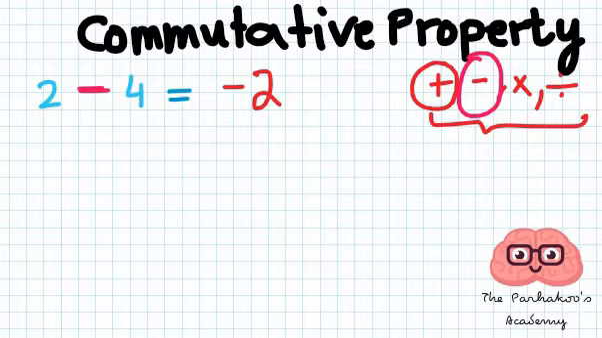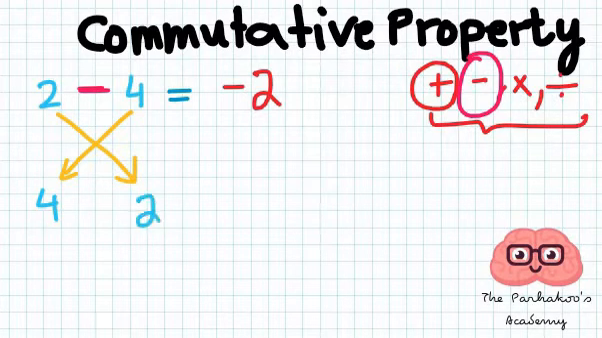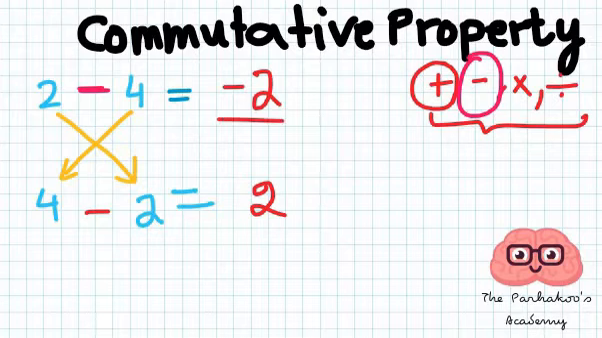Now let's swap the positions. We have 4 instead of 2 and 2 instead of 4 and a minus sign in between. So 4 minus 2 is 2, and you know in maths minus 2 and plus 2, these are two entirely different numbers. They are not the same, right?